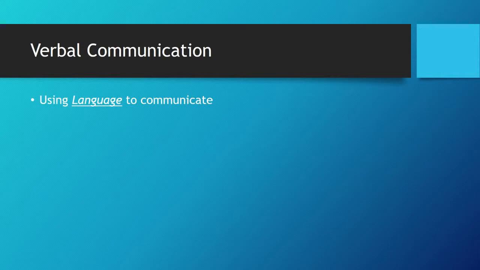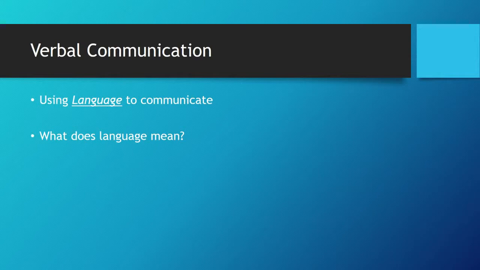So we could talk about verbal communication in a variety of languages: English, Spanish, French, German, Mandarin, Japanese, Korean, whatever language you want to choose, American Sign Language even. But the thing to remember is that we're looking at those language choices, not how it sounds, but what the language choices are.